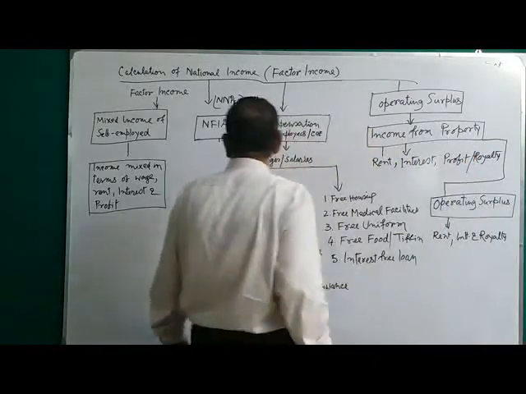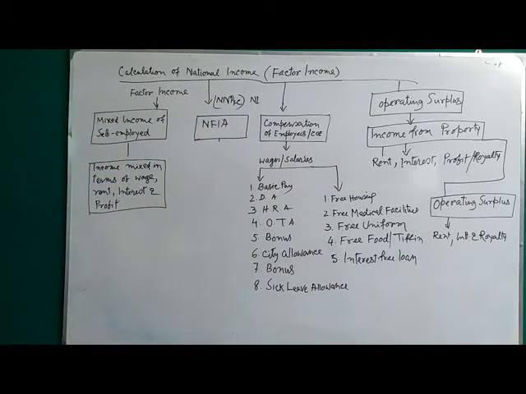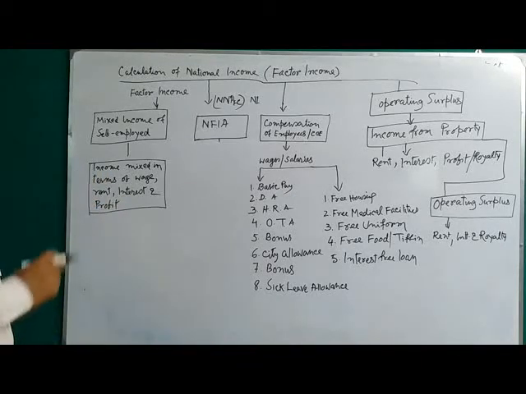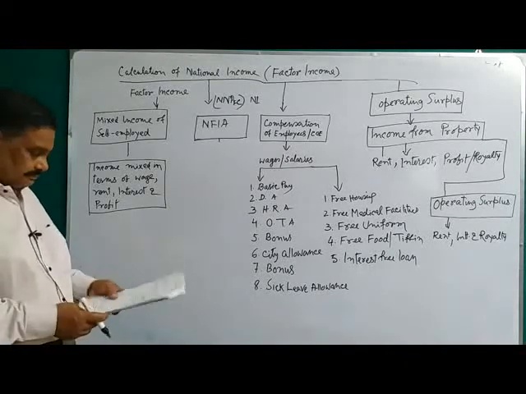So, if you want to calculate national income as factor income, you have to consider all of these. It may be in the name of operating surplus, or income from property, or mixed income of self-employed, NFIA, or compensation of employees. Any one of them may be given in the math, and you have to include it as factor income in order to calculate national income.